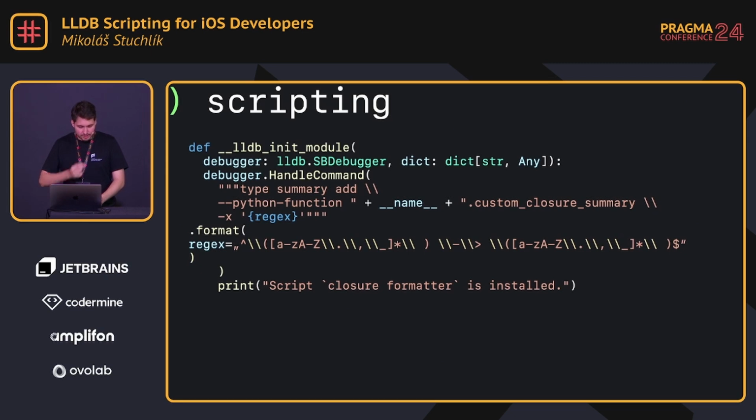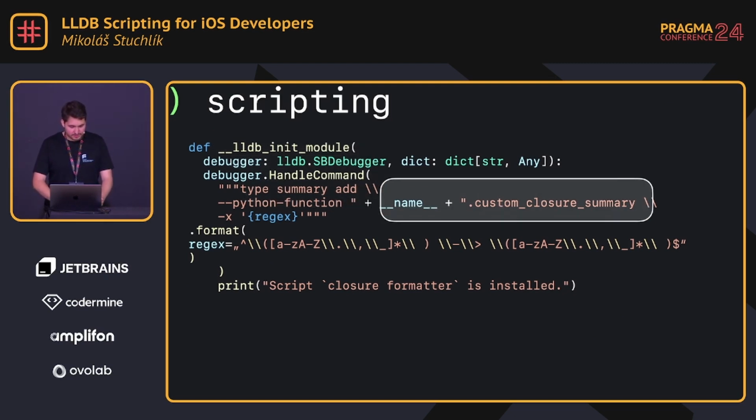Lastly, we need to teach LLDB what types we want to format with our new formatter. For this purpose, we will modify our init module, which runs whenever our script is loaded. And instead of printing hello, we will execute this command in the debugger, command type summary add. We need to specify that formatting is done via a Python function.